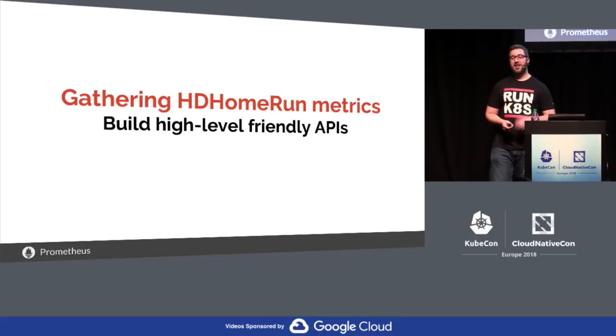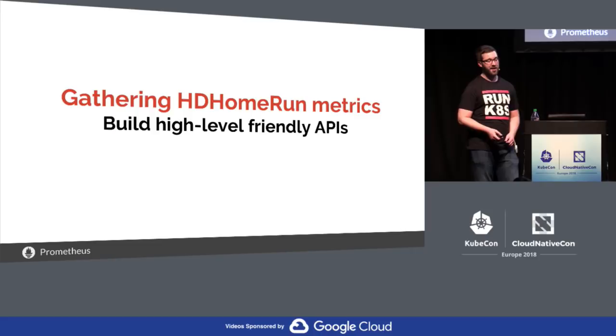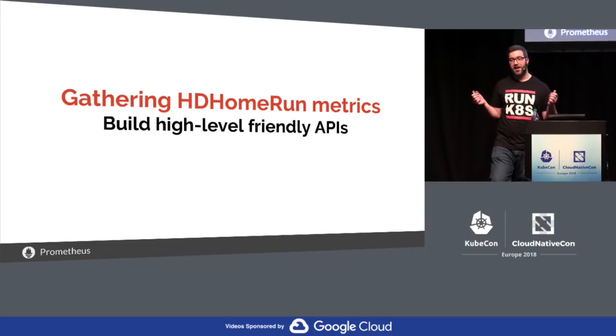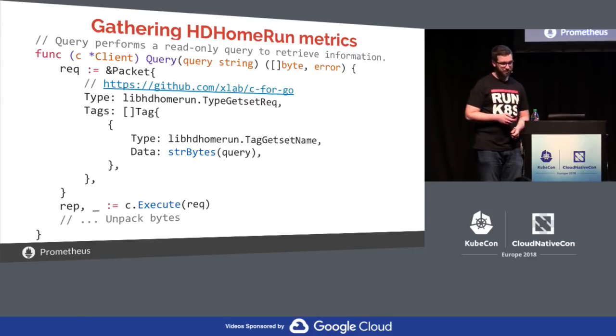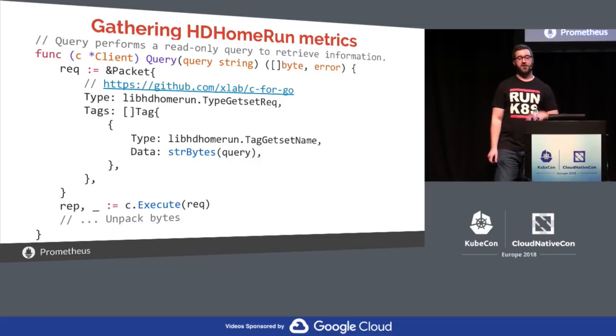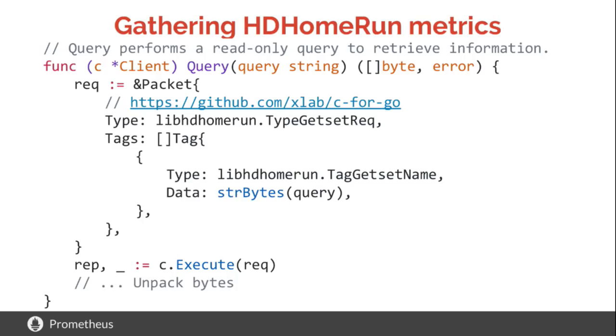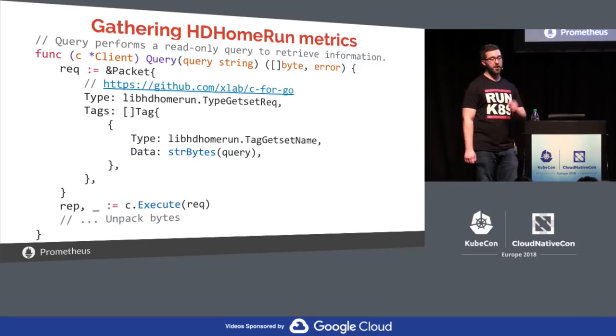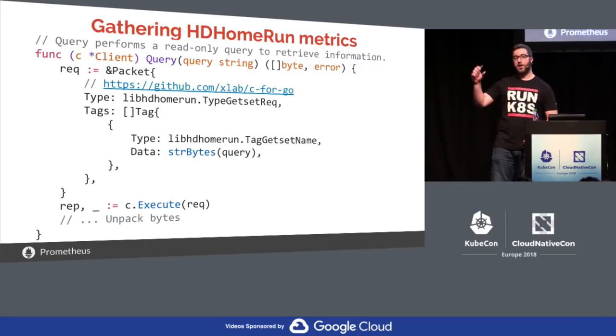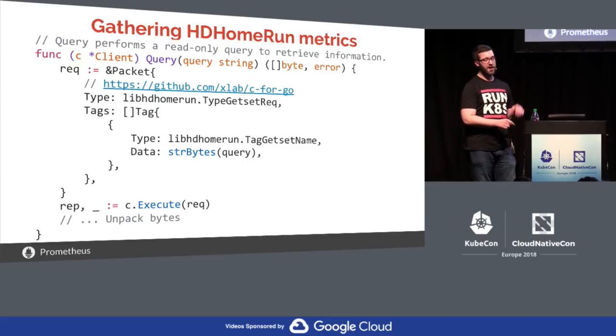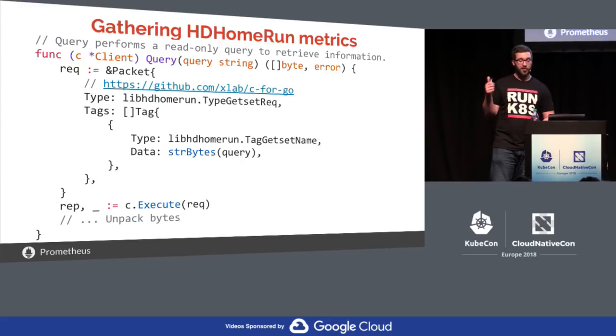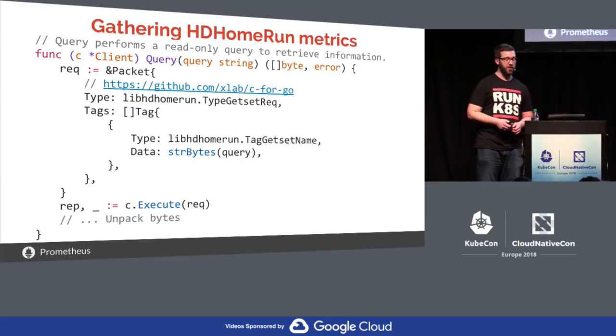On top of that, we can build a higher level friendly API, because who cares what the packets for this thing look like, right? So we create this high-level function called query, and query's job is to perform a read-only query to retrieve information from the device. We accept this query string, we put it into our packet, and then we send it to the device. And while I'm here, I want to mention this really cool tool called c4go. Given a C header, you can output pure Go constants, so you don't have to write down enumerations by hand. Super useful if you ever work with anything from the kernel, would recommend.